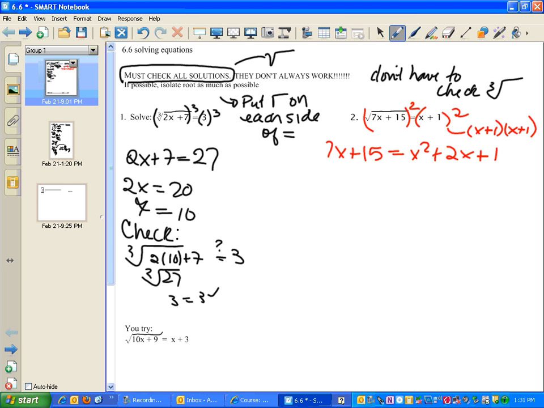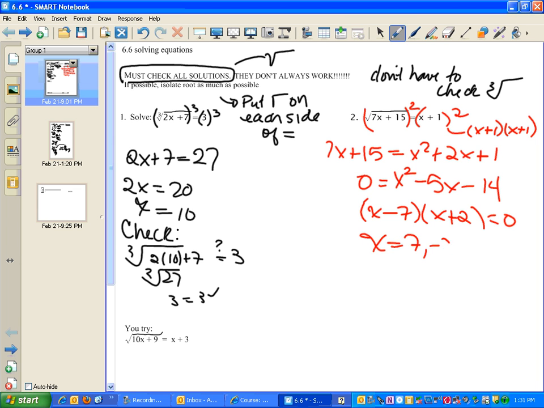So that means now we're going to solve. So to solve, everything has to go onto the same side of the equal sign. So I'll move it to the right because my x squared is positive there. That leaves me with x squared minus 5x minus 14 equals 0, because I'm moving the 15 to the right by subtracting it, and I'm moving the 7x to the right by subtracting it. And then I would factor. x minus 7, x plus 2 equals 0, x is equal to 7 or negative 2.